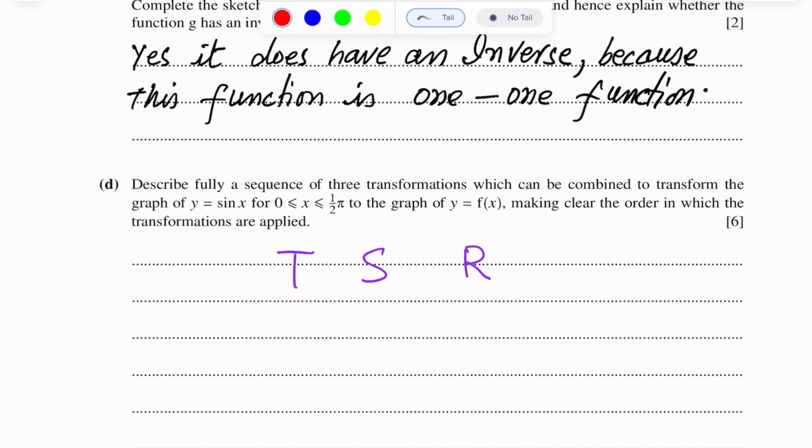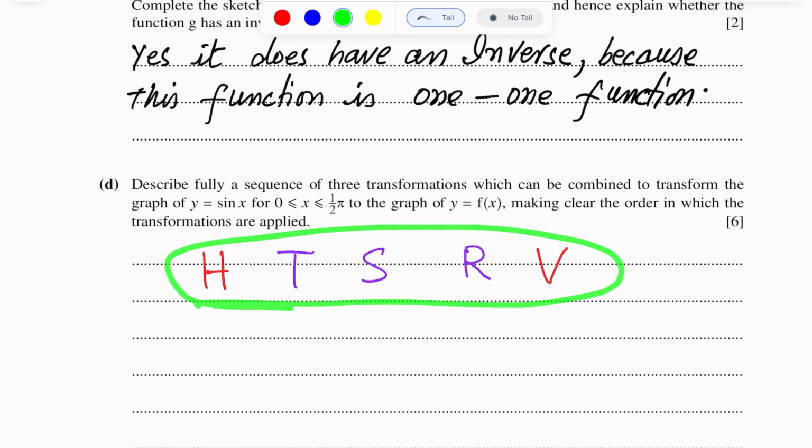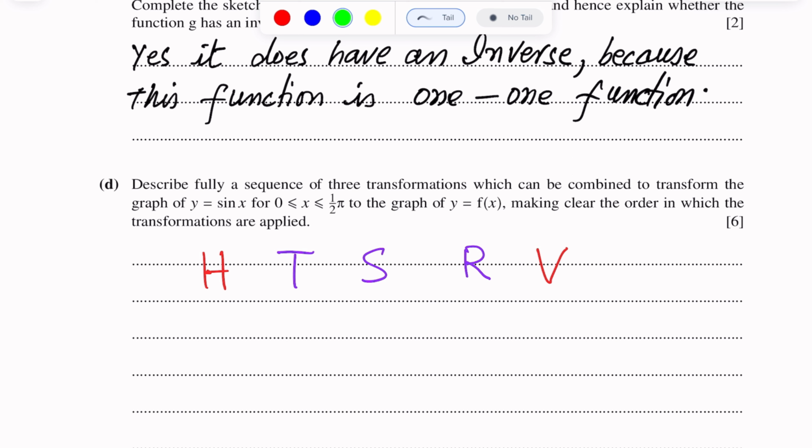H and V. H shows the horizontal translation. V shows the vertical translation. First we will apply this. HT means horizontal translation. First of all, we will apply the horizontal translation, then stretch, if it exists in the question, then reflection. At the last, we will apply the vertical translation. So this is the specific order of transformation when multiple transformations are applied on the function.